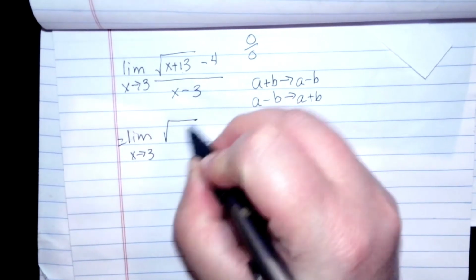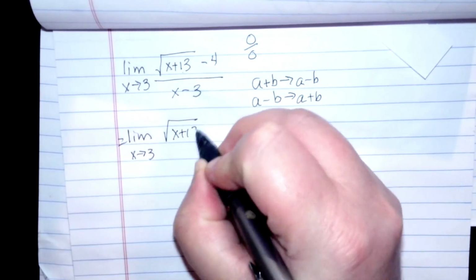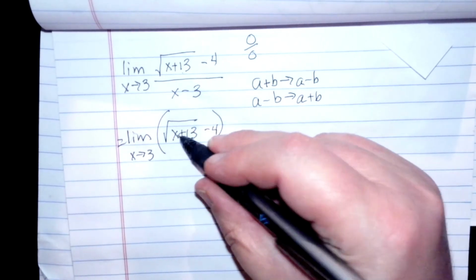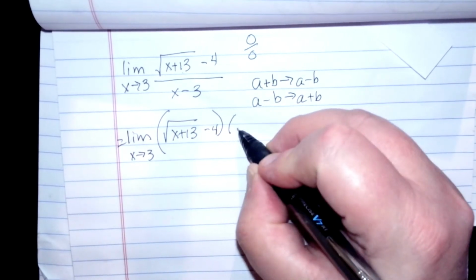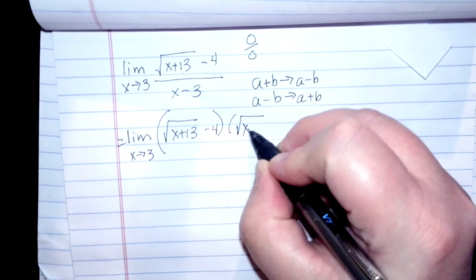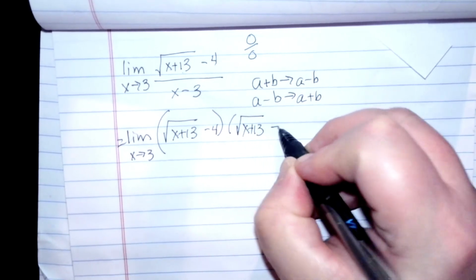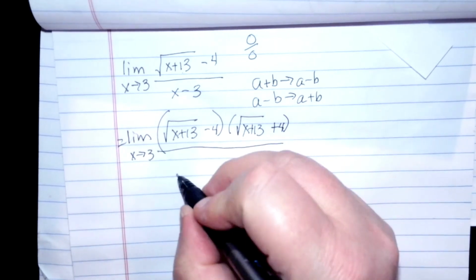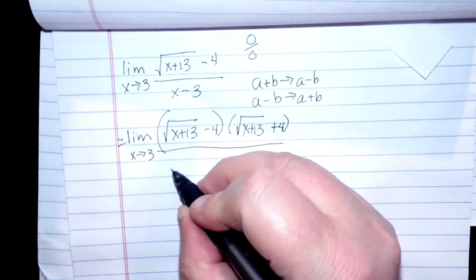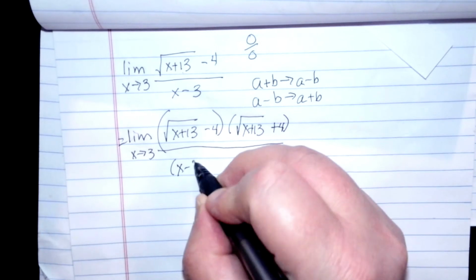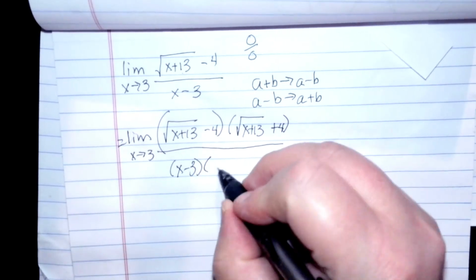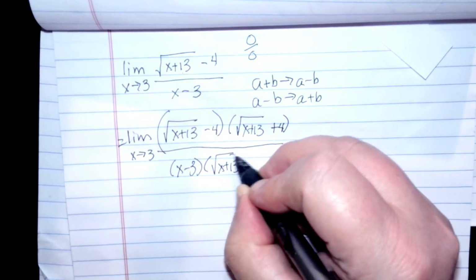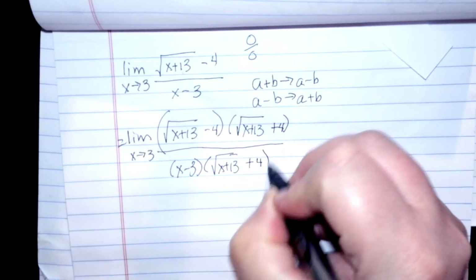So what we get is the square root of x plus 13 minus 4 times, and now we need the conjugate of this, so that's going to be the square root of x plus 13 plus 4, and then the numerator is complete. So let's go down to the denominator, and we're going to multiply x minus 3 times the square root of x plus 13 plus 4.